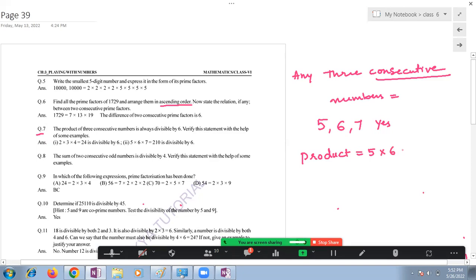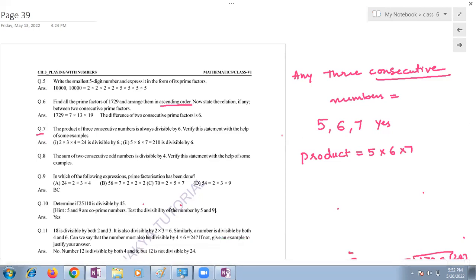Multiplication, ma'am. The product means 6 into 7. 6 fives are 30, 30 into 7. Multiplication, ma'am. The product of 5, 6, 7. Now, 5 into 6 is 30, 30 into 7 is 210.